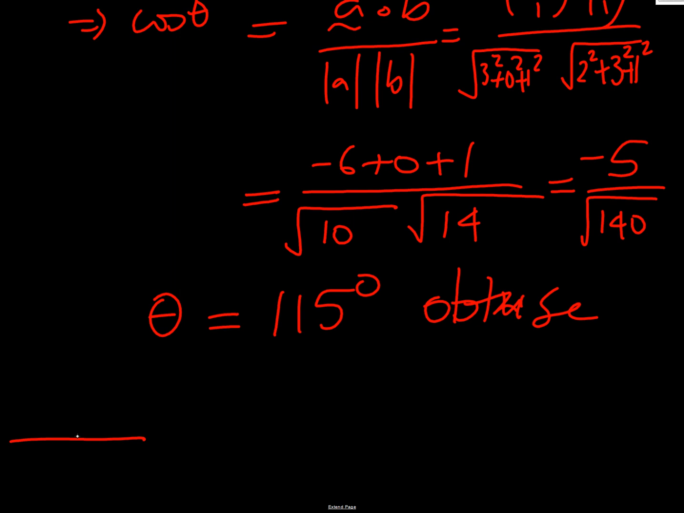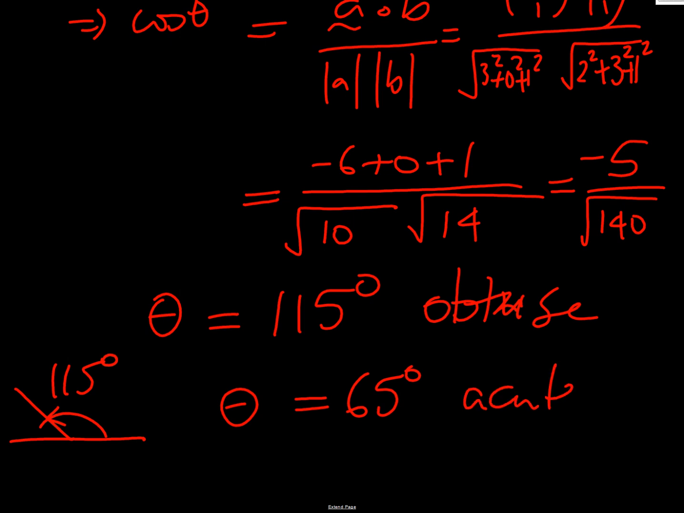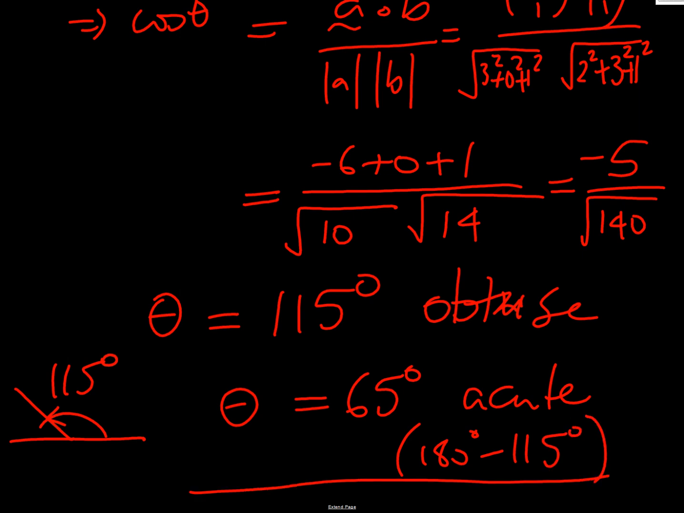So we need to find the acute angle. So if this angle here is 115 degrees, the other one, the acute angle, is going to be 180 minus that, which is going to be 65 degrees. That's for our acute. Yeah, 180 minus 115 degrees. So that's the answer to our second question.